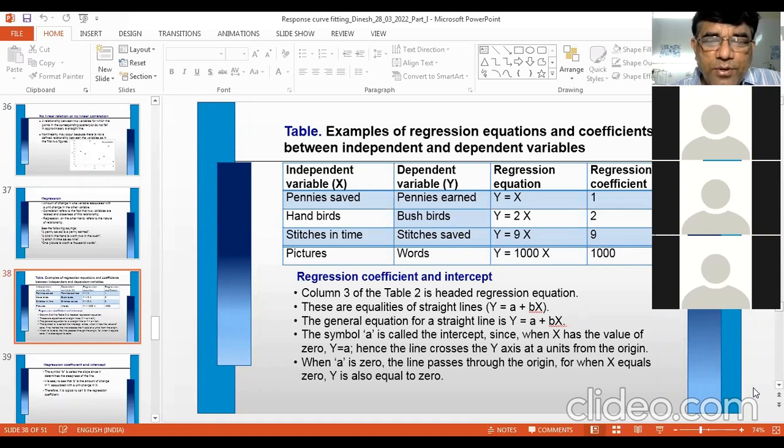When a is 0, the line passes through the origin. If a becomes 0, the line passes through the origin, for when x equals 0, y is also equal to 0. You will learn it. Just have a little wait.